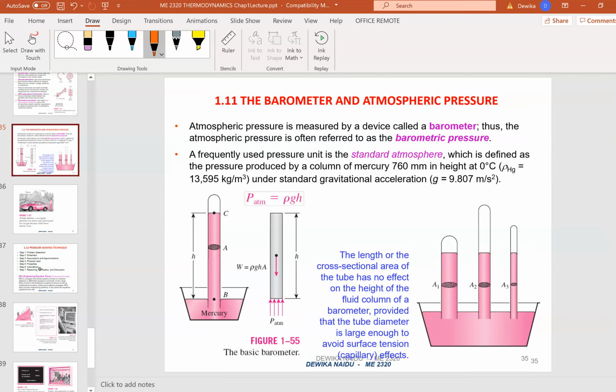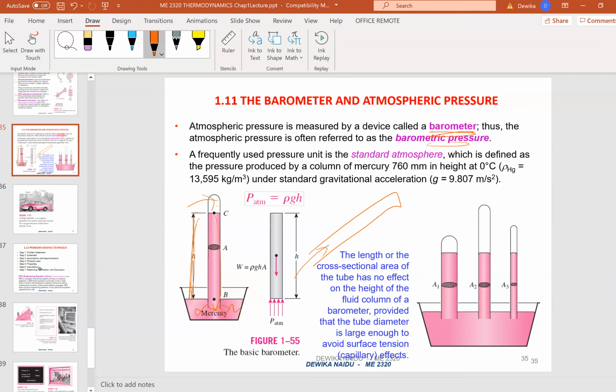Next would be the barometer and atmospheric pressure. Atmospheric pressure is measured by a device called the barometer. You have done this in your physics lab in school before. What you need to do is take a tube, fill it up with mercury, and then submerge the tube into a bowl of mercury. You will see that the top will be evacuated. It's a vacuum, and the mercury will drop to a certain height.